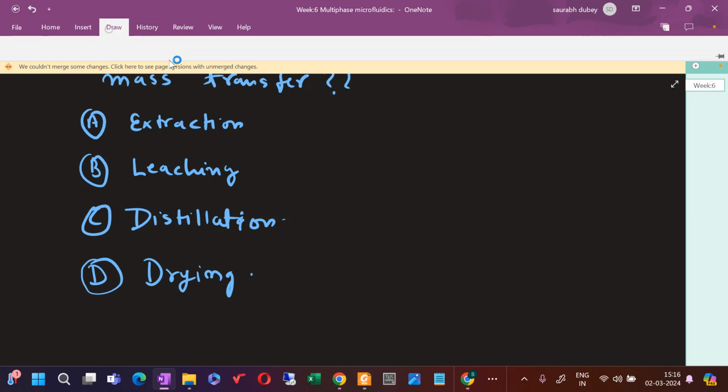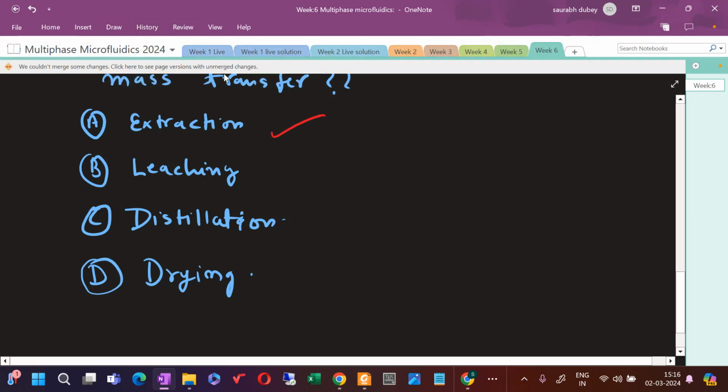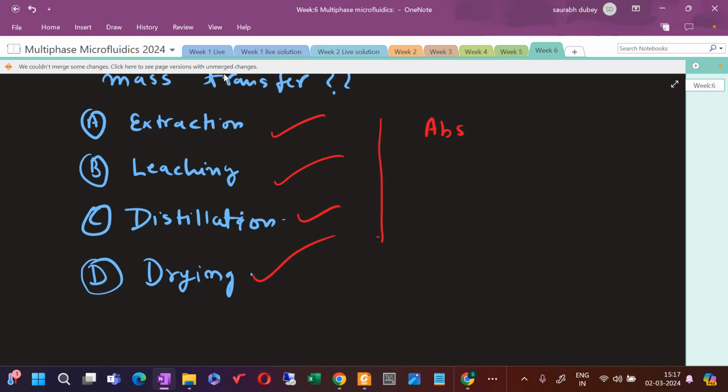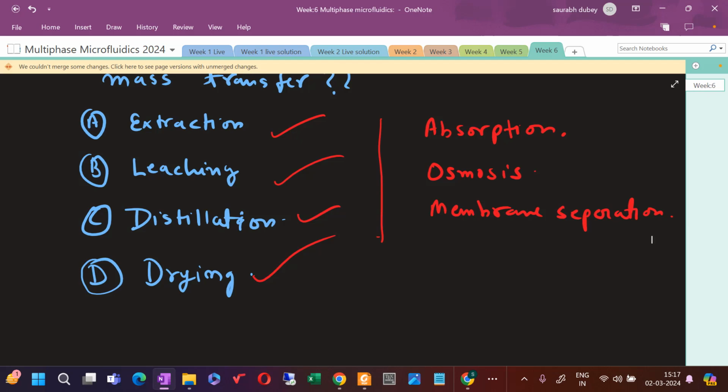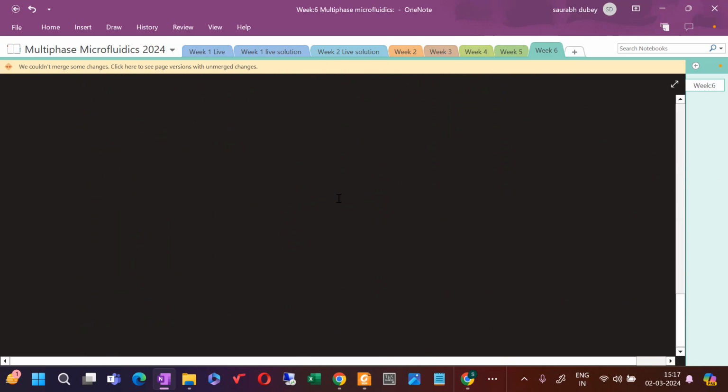So if you remember properly, these are all correct. Along with them, what is the correct term? If absorption is there, that would be correct. And if osmosis or membrane separation is there, so that is the correct one. So something about the next problem that I will be asking.